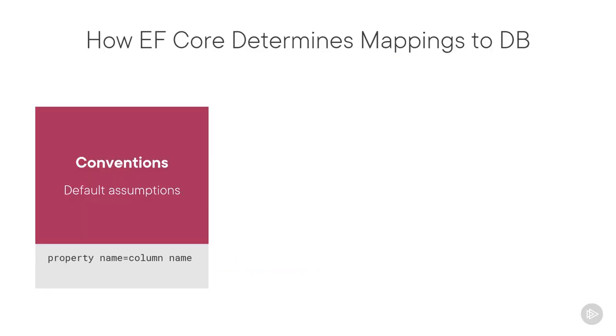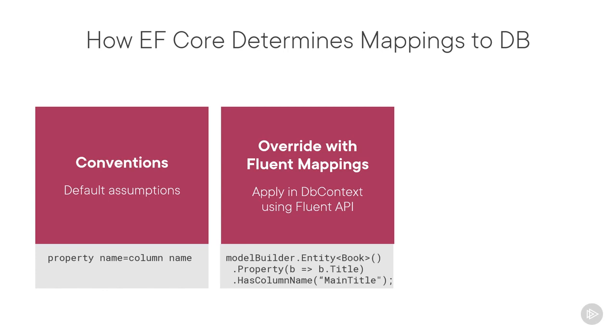Recall that EF Core has defaults that it follows when it's reading your classes in the DbContext in order to determine what the database schema looks like. These are referred to as conventions. Sometimes those conventions don't align with your real intent. So in the context file, we have the ability to tweak how Entity Framework Core will interpret the model, and you do that using what's referred to as the Fluent API. These additional configurations will override the conventions so that the classes can get mapped correctly to the database.